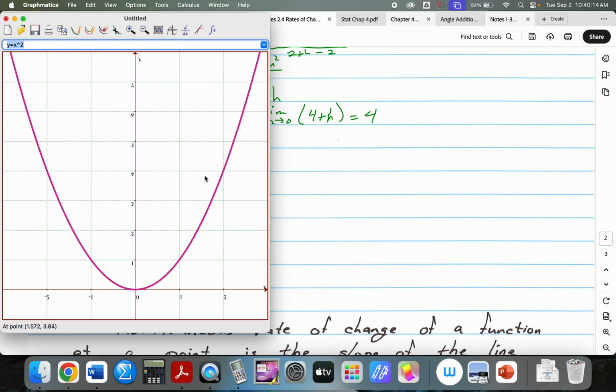And we're interested in what's happening right here. So what we said is that the instantaneous rate of change at this point is 4. So that means if I was to graph a line through the point (2, 4) that had a slope of 4, it should be tangent to this graph. All right, so that'd be y is equal to, using point slope, y is 4 plus the slope, 4, times x minus 2.